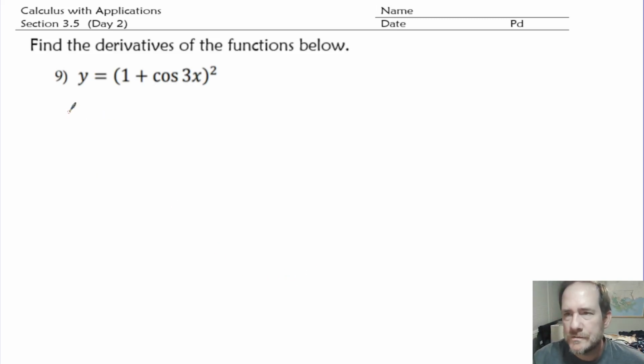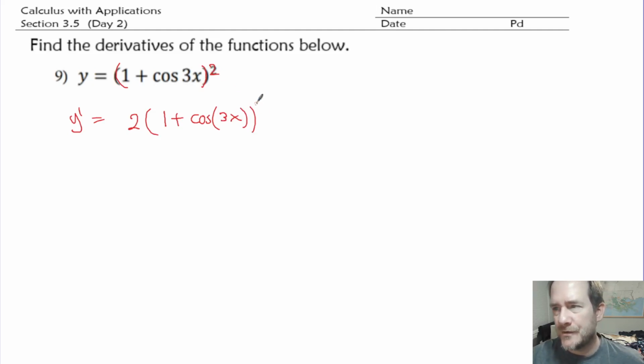So how's this go? Y prime would equal, well, the outermost function is just the squaring function, so I would multiply by 2, get a coefficient of 2, leave the base alone, 1 plus cosine of 3x, in parentheses like that. And this power of 2 drops down to 1, so I just won't even write it. But there we go. That's the derivative of the outermost function.